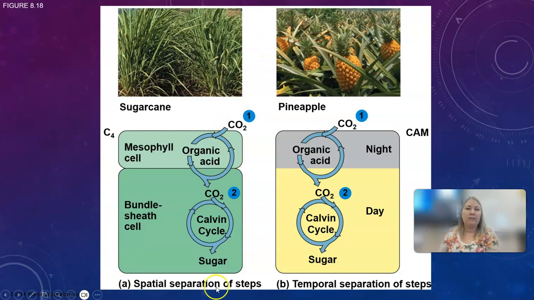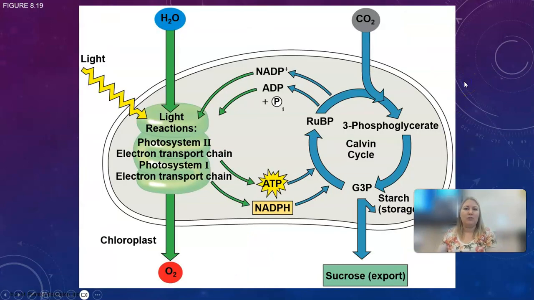So on the left, we see the C4. So we actually have different cells within the plant tissue that do the different parts. So the light reactions are going to happen in the mesophyll, and the dark reactions happen deeper. That protects the plant from releasing so much water. And then pineapples are CAM plants, so they actually do the dark reactions at night and the light reactions during the day. But do notice that the carbon has to get fixed at night. So it's kind of a constant process between the two.